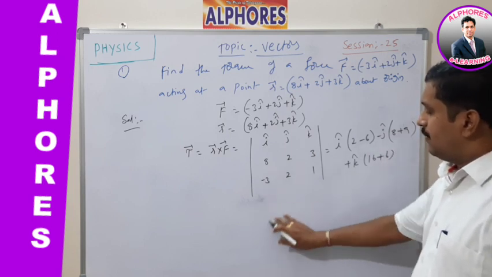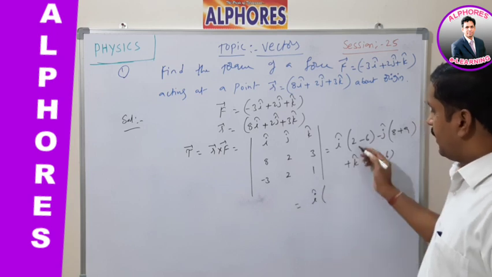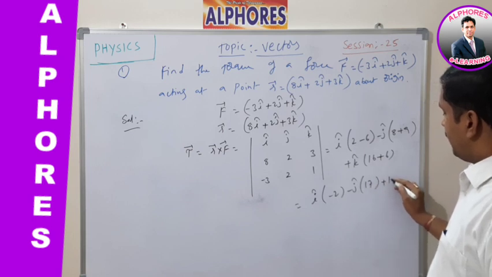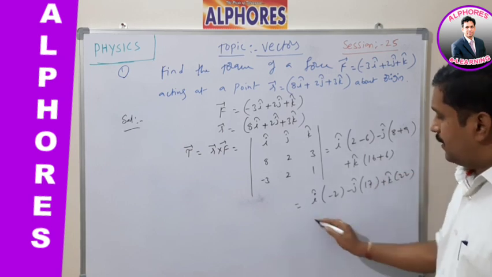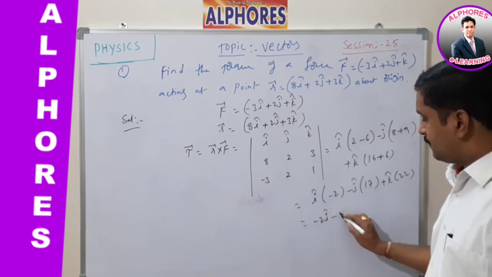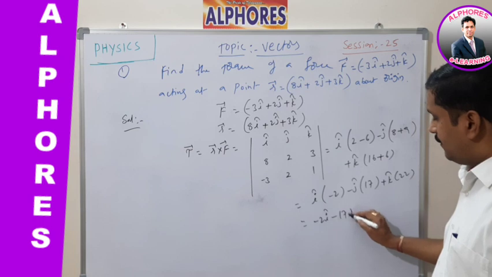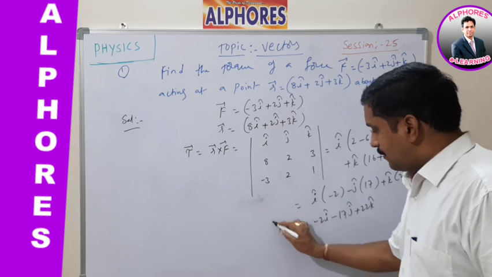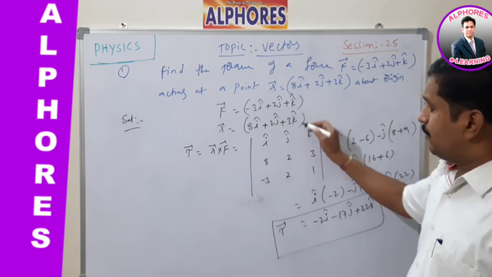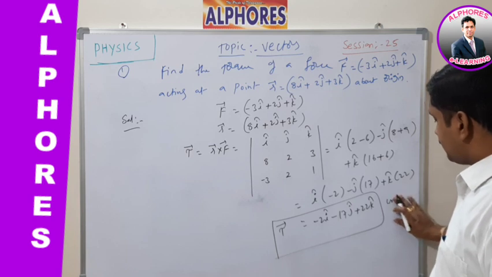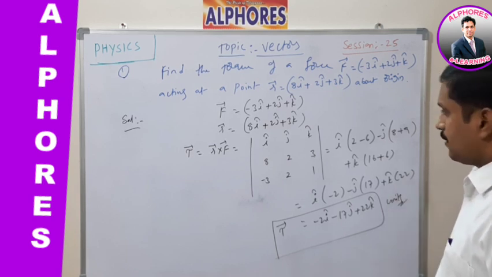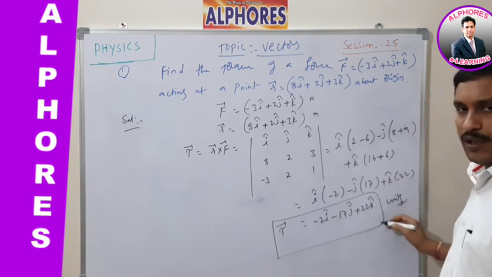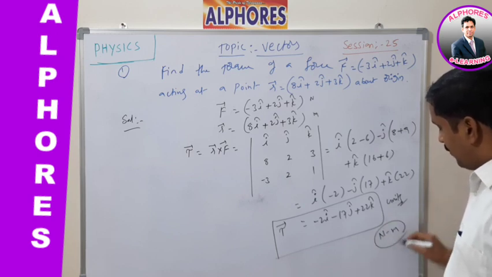So what value am I getting? I cap into minus 2, again minus J cap into 17, again plus K cap into 22. That means the vector is minus 2I cap minus 17J cap plus 22K cap. This is the torque vector. Here I am not giving units. Suppose force is in newtons and distance is in meters, then we get newton meter, which is the actual unit of torque.